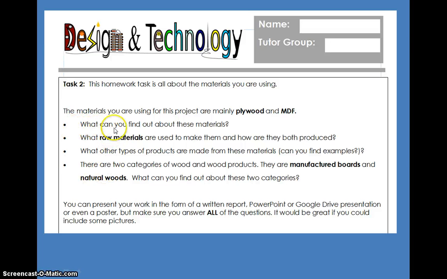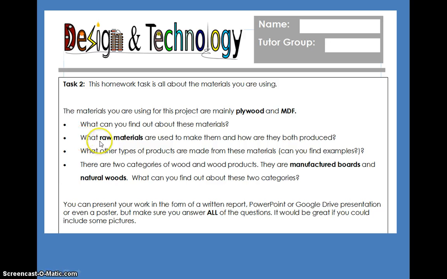So first, very open, can you find out about these materials? Where can you look for those? There are plenty of sources of information. You could look on the internet, you can get books from the library, you can talk to people you know. Some of you may have parents or family or even friends who have experience of these materials. Talk to them, find out a bit. As many different places as possible will give you better research.